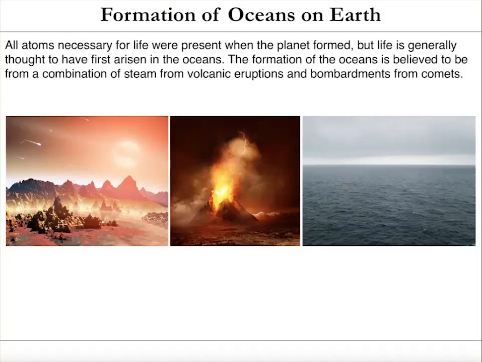The other amount of water on the Earth is believed to be from bombardment from comets. Comets can contain a huge amount of water, and over the Earth's history, it was probably bombarded with many different comets. So this was the catalyst or the beginning of the formation of oceans on Earth and therefore life on Earth.